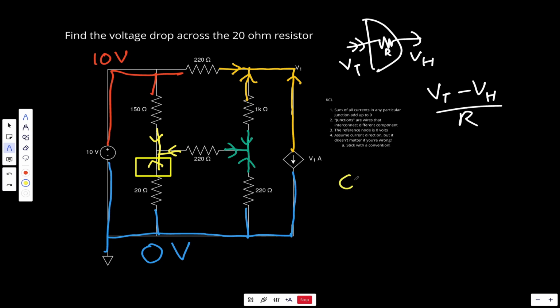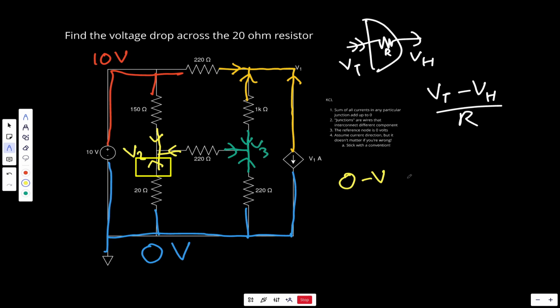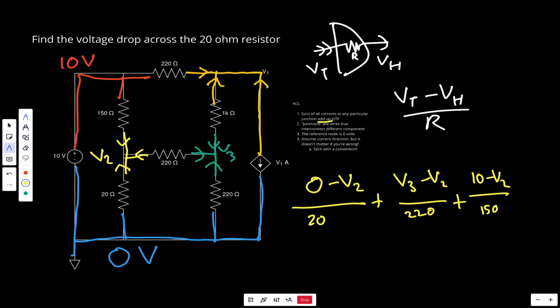We know that this one's going to have V tail at 0 volts minus V head at, let's say this is called V2 and the green one is called V3. So V2 over, what's the resistor in the middle? 20 ohms. So that's going to be the first one. Let's try another one. V3 minus V2 over 220. So it's going to be in this direction. And plus 10 minus V2 over 150. All of this is to say that they all add up to 0. So therefore, we don't really need to be too scared about that. We can just leave that alone.